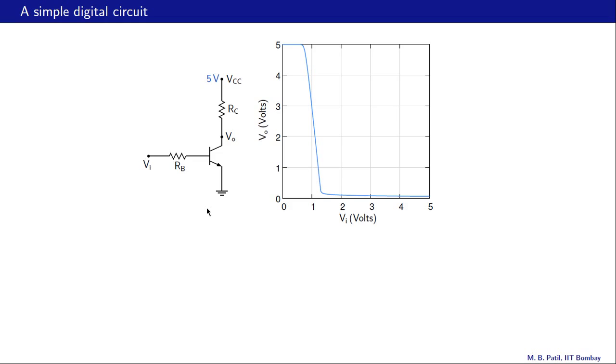Let us take another look at this BJT circuit, which we have looked at earlier, but now we will look at it in a different context, namely as a digital circuit. This is the input voltage, that is the output voltage, and this graph here shows VO as a function of VI. If VI is low, that means somewhere in this region, then VO is high, as we can see here, it's 5 volts. And if VI is high, somewhere in this region, then VO is low, something like 0.1 volts or 0.2 volts.